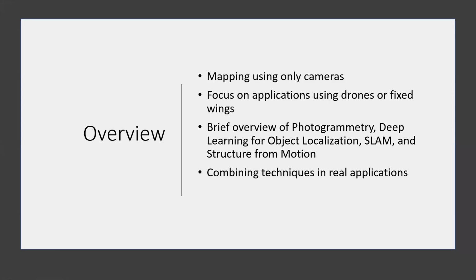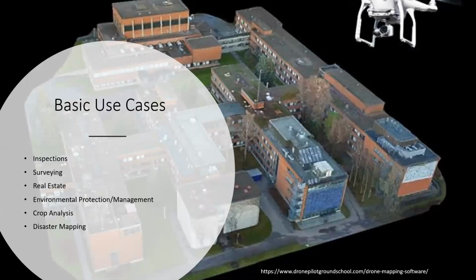But I do want to start off and talk through what you might use this for, so you understand where all this comes from. Some of the basic use cases are inspections, surveying, real estate, environmental protection and management, crop analysis, and disaster mapping. You could use a drone to map the environment, or after a hurricane or a disaster, you could map and see the damage in 3D, or check your crops and make sure you don't have significant damage. It's a more efficient way than putting up a ladder and climbing on top of the building, or sending your workers out to look at the field.